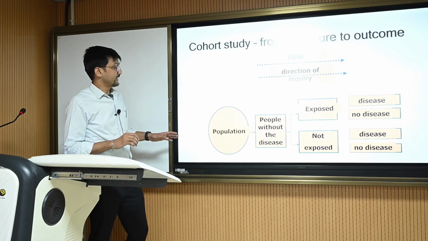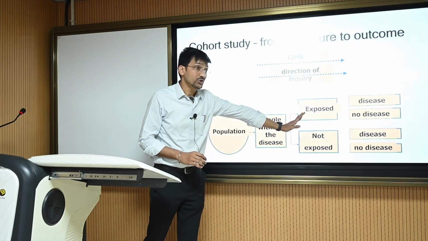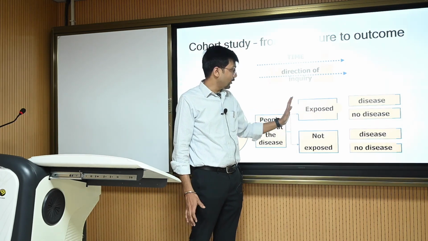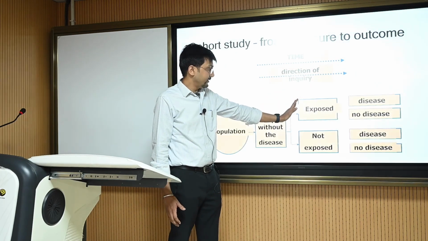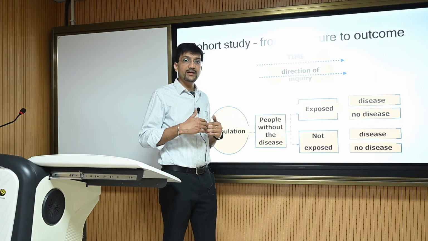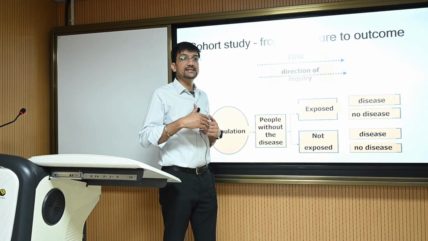In case of cohort study, out of the population we start from the exposure. So this is a classical cohort study. We always start from the exposed individual and then we follow them up. Based on the natural history of disease, we decide the duration of follow-up and the frequency of follow-up, and then we keep on following them up to see whether the disease emerged or not.